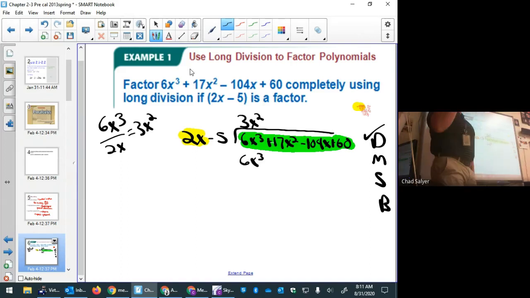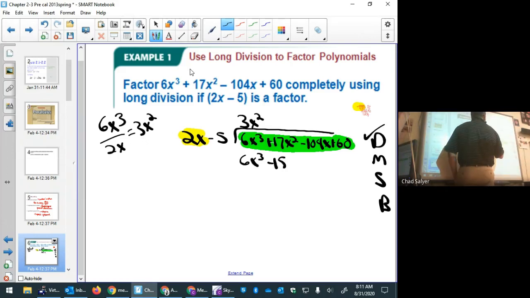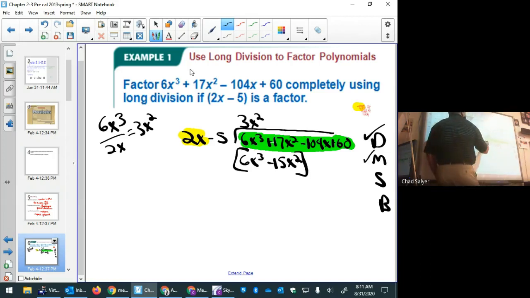Now here's a mental note to make. People screw this up quite often. When you multiply, you must multiply by both terms. So also the -5. 3x squared times -5 is -15x squared. So there's the multiply. Now let's subtract. I'm subtracting both of these values from the corresponding values in the dividend.